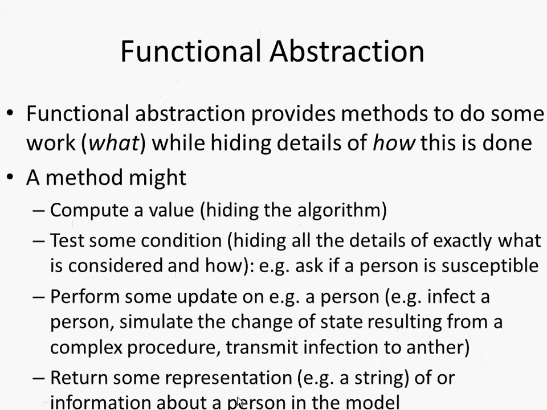So a function might, for example, compute a value. By the way, we would call this function a method because it operates on a person, it operates on an object, an agent, for example. And so it's also called a method. This might compute a value, for example, compute true or false. It might test some condition, ask if they're susceptible. It might perform an update. So you might say, item perform birth or something like that, and it actually performs a birth within the model. It might also return like its name, for example. Return some information about the person. Return the age category that they're in, or what have you.